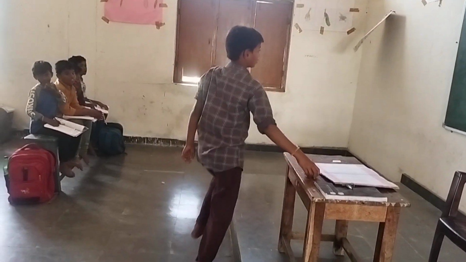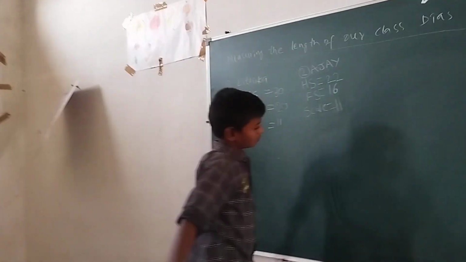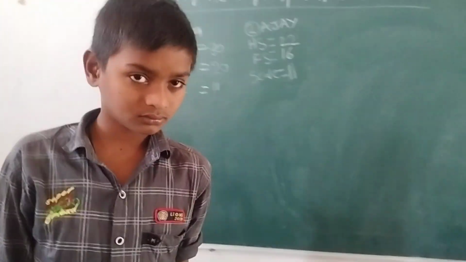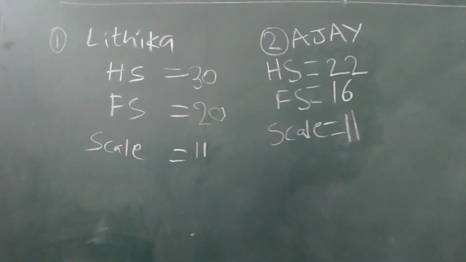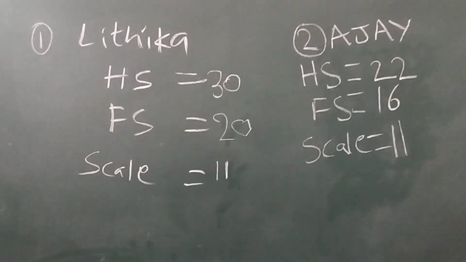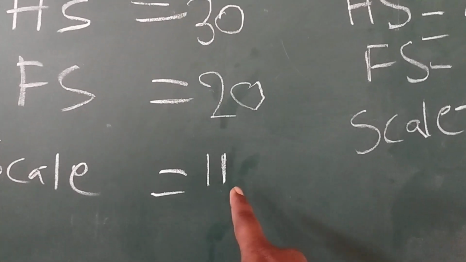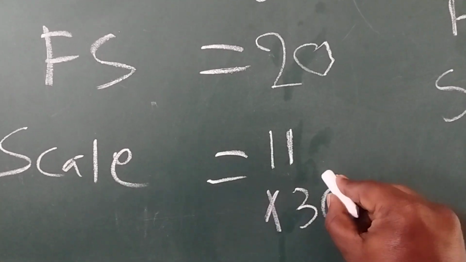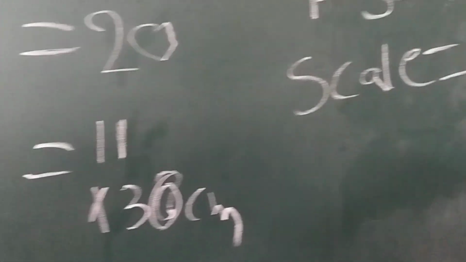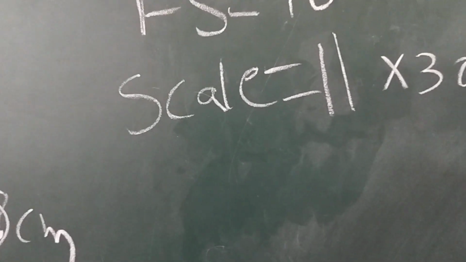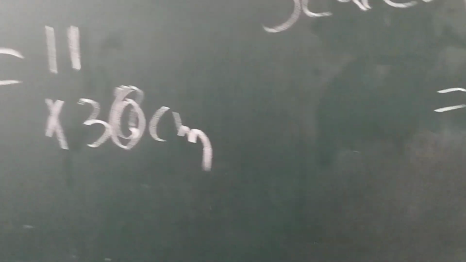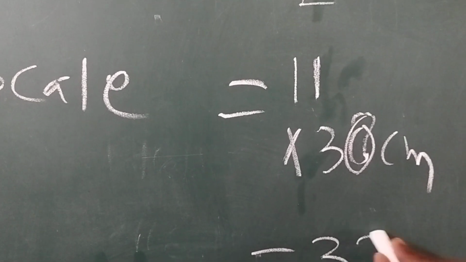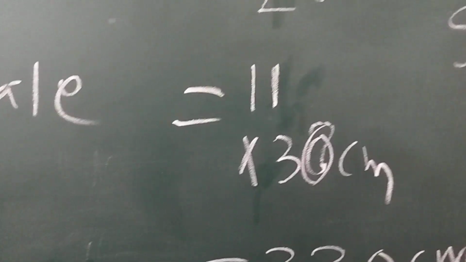Okay, you also got 11 times the 30 centimeter scale, so you write 11. So here, from these two data, this is the number of scales, so you have to multiply with 30 centimeter. Here also multiplied by 30 centimeter. So it will be equal to 330 centimeter. It also is equal to 330 centimeter.